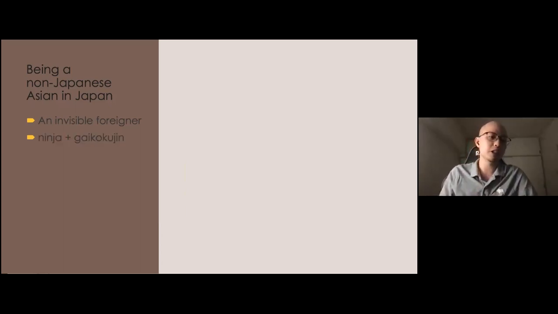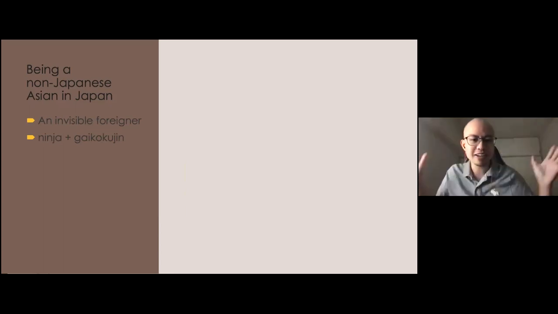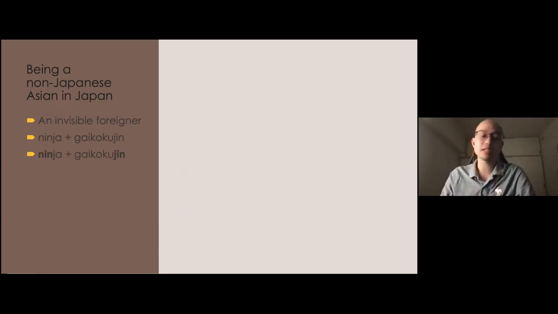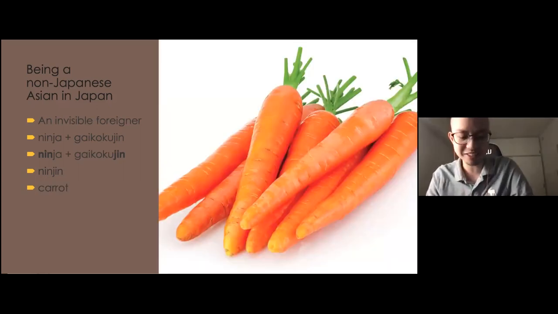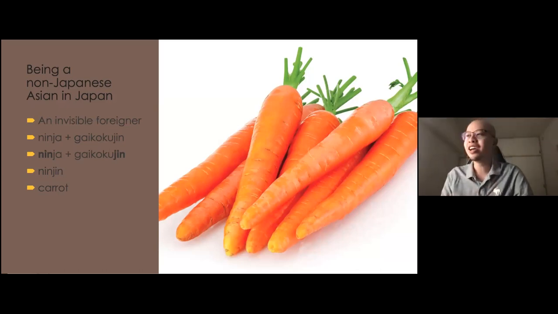I am a gaikokujin, but I don't stand out. I'm like a ninja. I blend in. I'm like a ninja gaikokujin, which is kind of long to say, so sometimes I call myself a ninjin, which of course means a carrot. This is where the title of my presentation comes from: being a carrot, being an invisible foreigner teaching in Japan. There are benefits, but there are a lot of negatives when it comes to working in this industry of English language teaching in Japan.